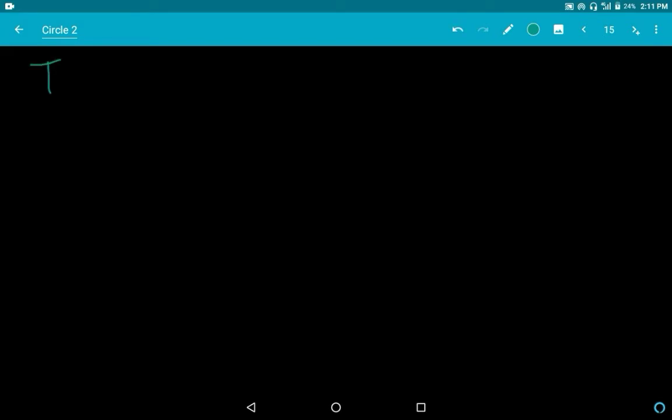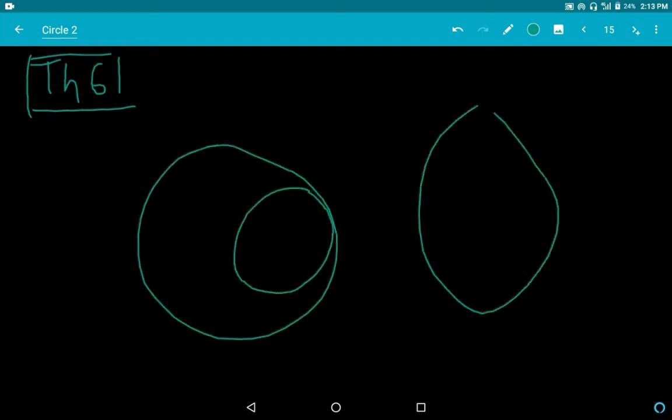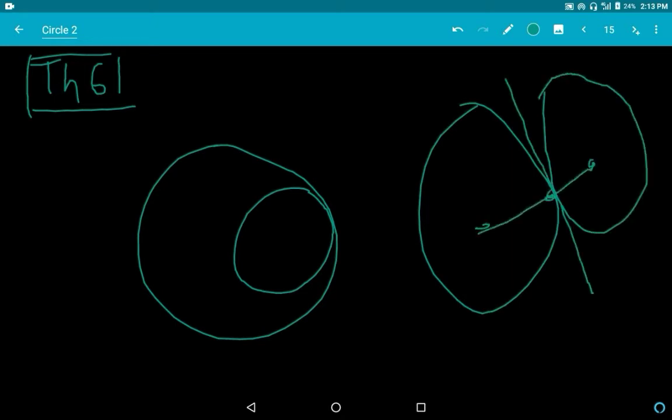So let's move on to theorem 6, I guess. Theorem 6 says that whenever there are circles touching internally or externally, there is a line that joins the centers of both the circles and the point where they touch. If it is internally touching and externally touching, these are the centers and this is the meeting point, they will lie on the same line. How to prove this?